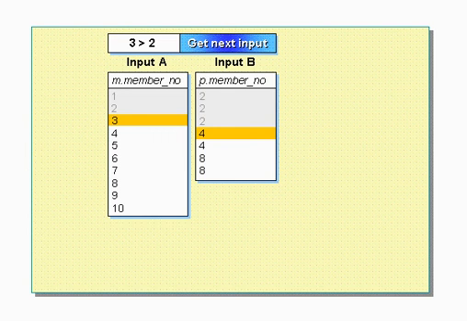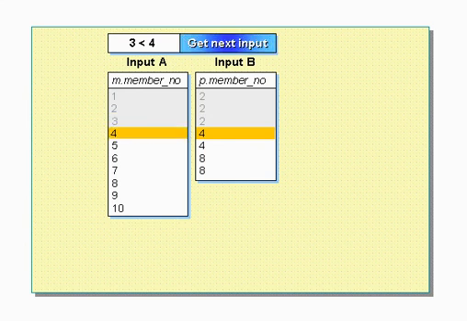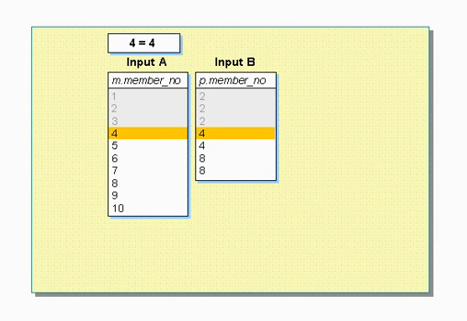The next input value in input B is 4. The query optimizer compares the two values. Because 3 is less than 4, 3 is discarded, and the next input value in input A is used for the next comparison. The query optimizer evaluates that 4 is equal to 4 and returns all matching rows.